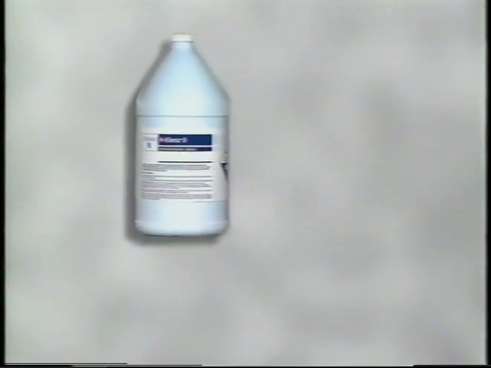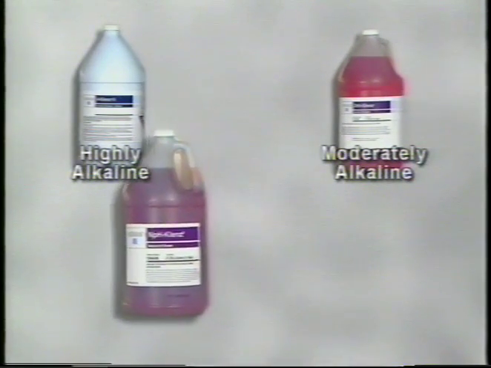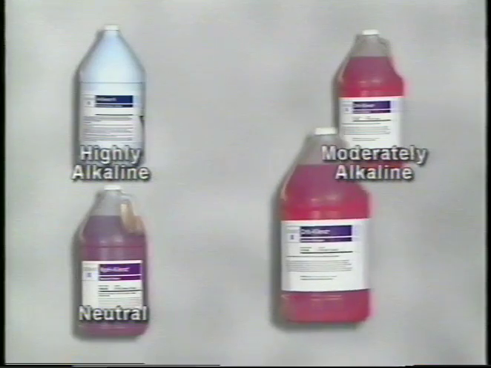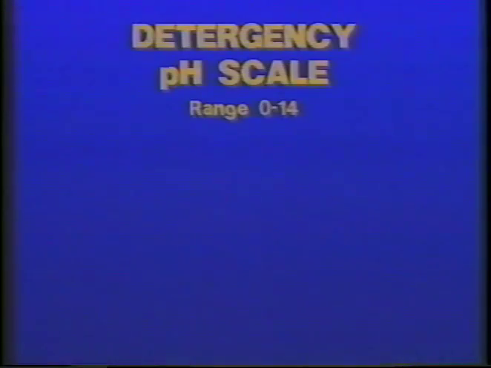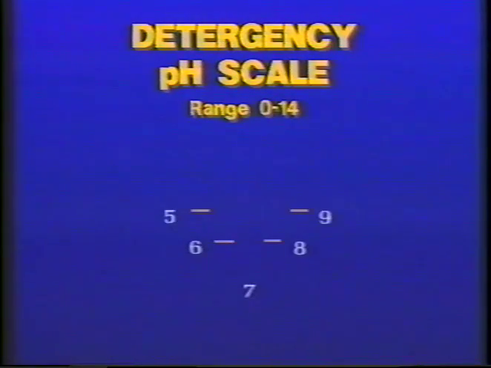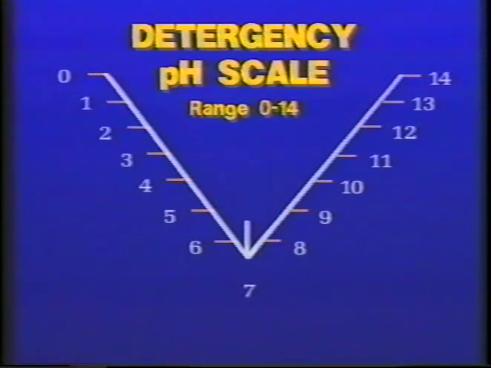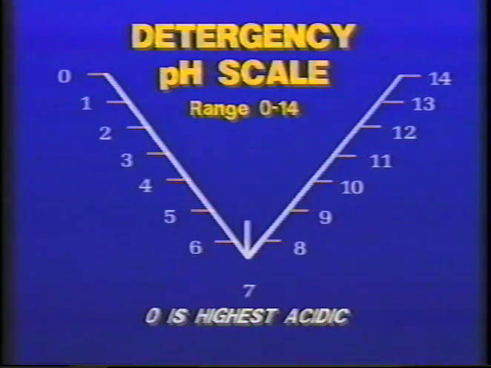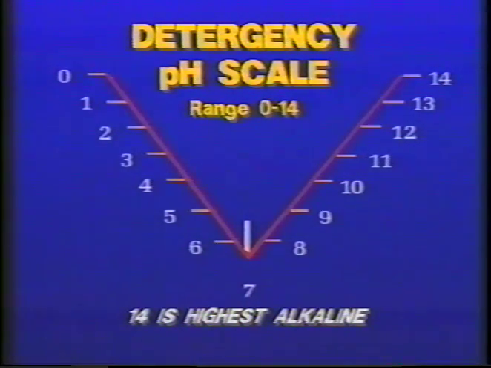Detergents can be classified as either highly alkaline, moderately alkaline, neutral, or acidic cleaners. These classifications are determined by a pH scale and relate to the number of hydrogen ions occurring in the detergent's composition. The pH scale is a logarithmic function rather than a linear function. Although the scale ranges from 0 to 14, it takes on a V-shaped appearance, with 0 being highly acidic, 7 being considered neutral, and 14 being the highest alkaline.